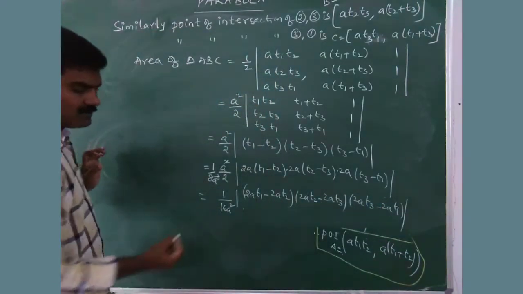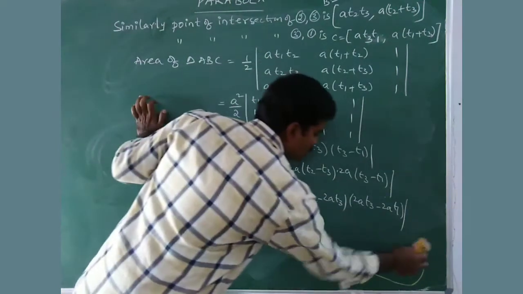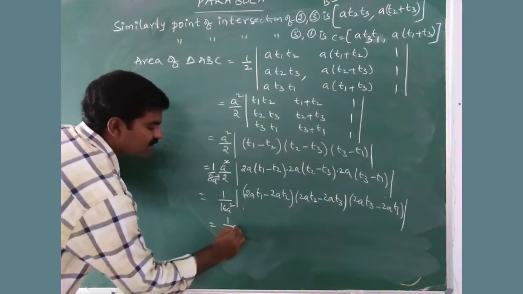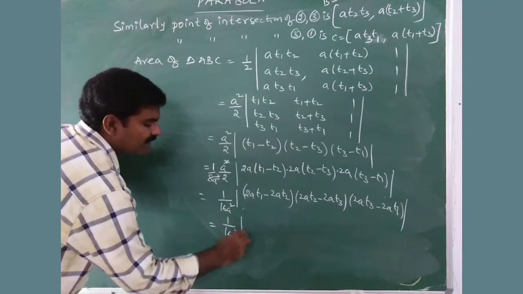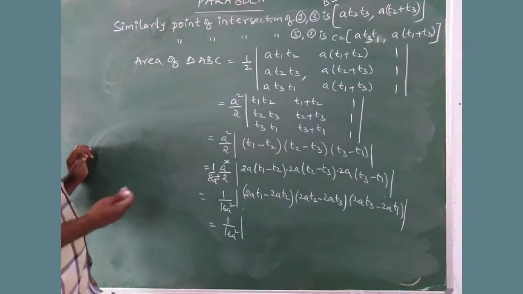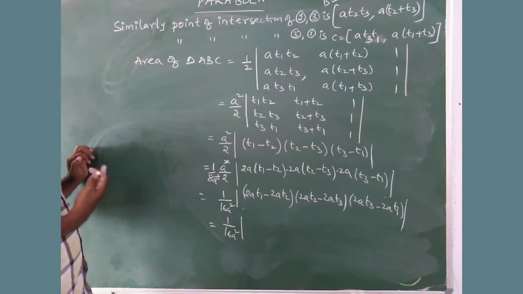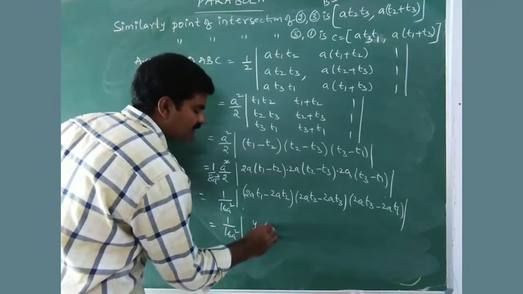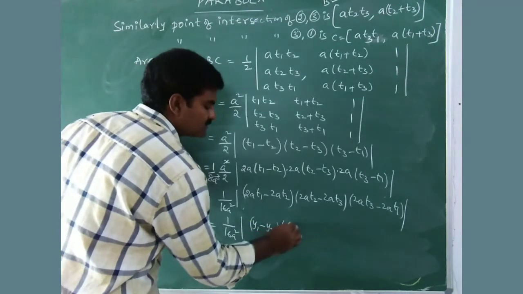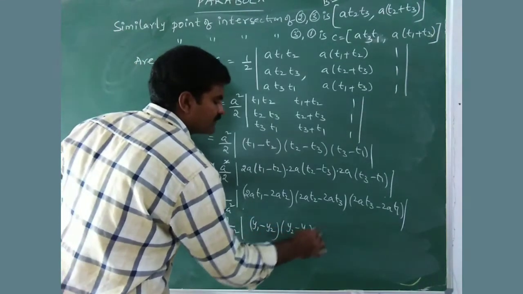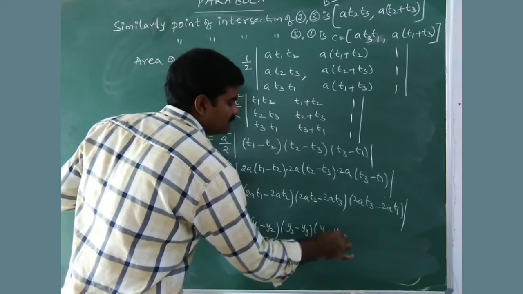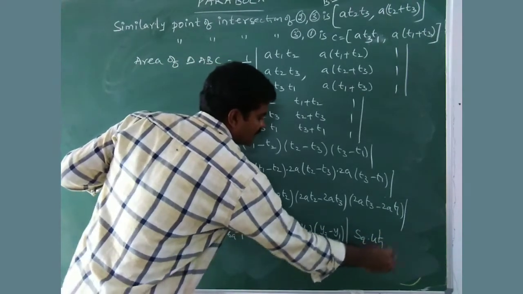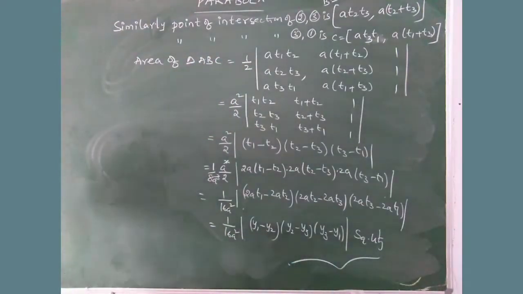And you know, all these are nothing but, what is 2a t1, 2a t2? These are nothing but y coordinates. Hence, the area of the triangle formed by the point of intersection of the tangents drawn at the given points is 1 by 16a square into modulus of (y1 - y2)(y2 - y3)(y3 - y1), and because of area, you can write it as square units.